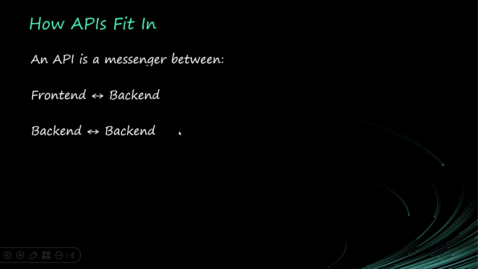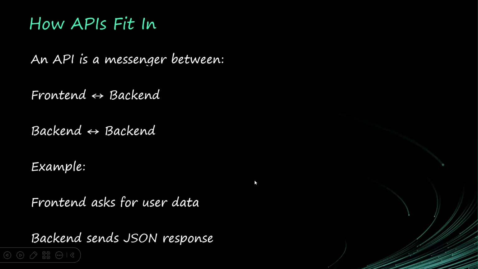So backend and backend can also communicate via API. You can build a backend service, another person can also build a backend service, and they can communicate. So an example is the frontend will ask for user data using API. The backend can also send a JSON response back to the front end. But don't worry, you might not understand what I'm explaining here. As we go on, you get to understand better. So let's take a look at the full web request flow.